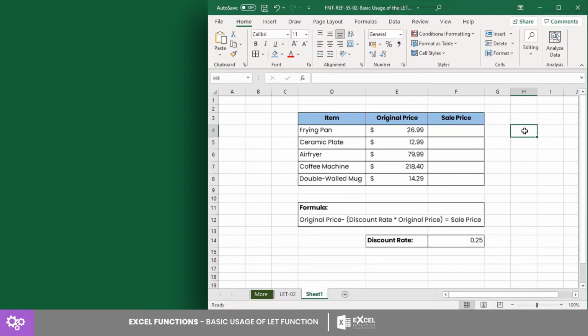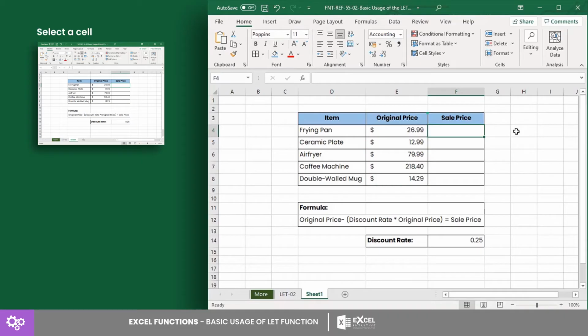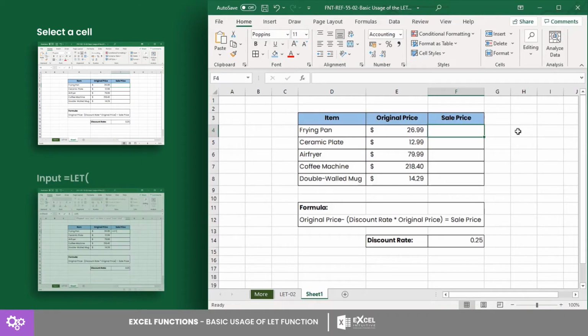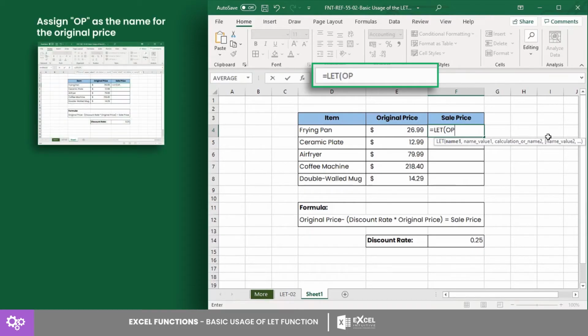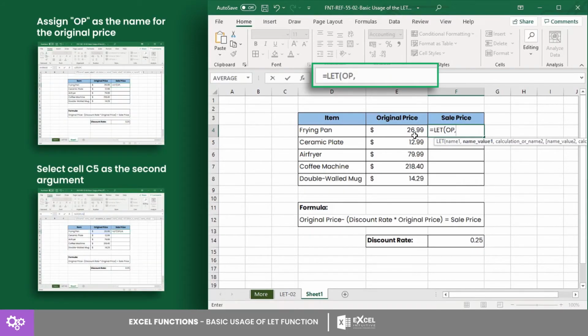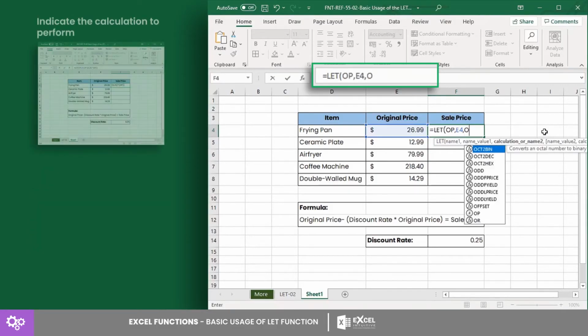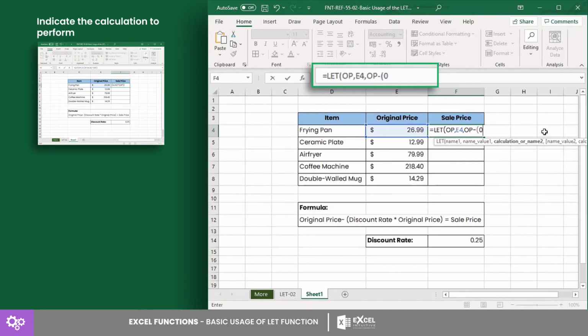As seen from above, the original price is the main variable of the equation. Thus, for the LET equation, we can assign OP as the name for the original price. And cell C5 for the second argument, since it contains the value of the original price. Lastly, the calculation is OP minus the product of OP and 25%.